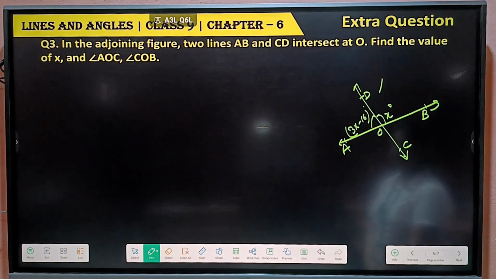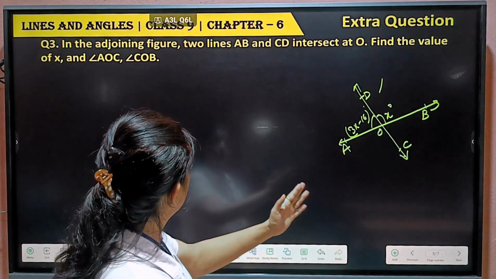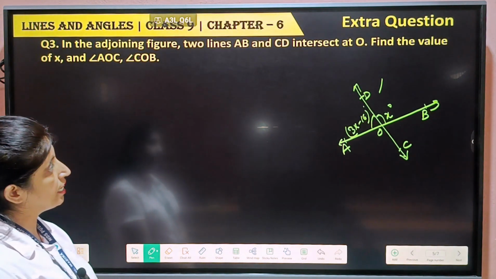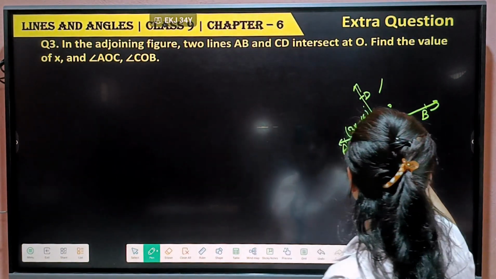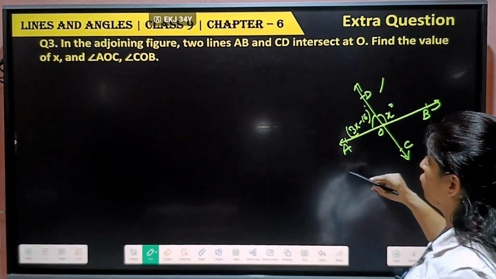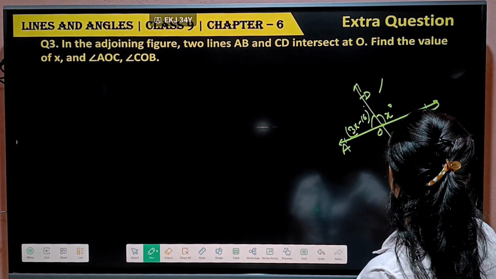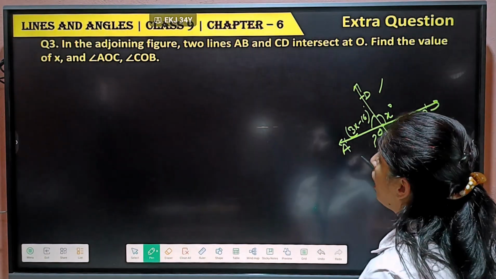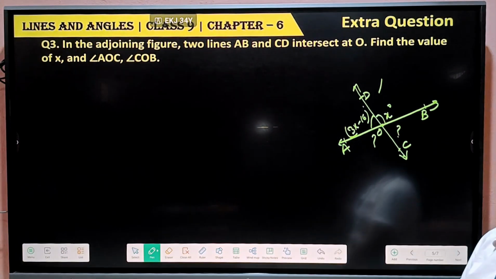Only one more question we will discuss now. In the adjoining figure, two lines AB and CD intersect at O. Two lines are there, AB and CD. They intersect at point O. Find the value of x. The x value we have to find, and angle AOC and angle COB, these two angles we have to find.